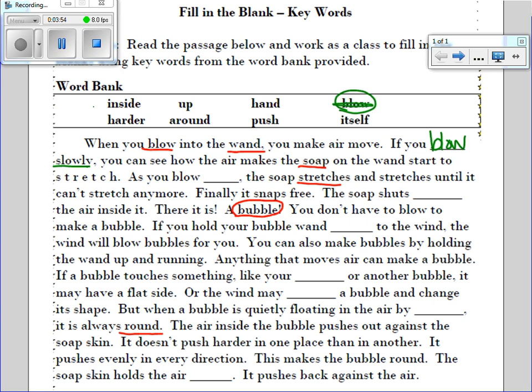It could be inside. It could be up. It could be harder. I'm not really sure, so I'm going to read on a little bit more. Finally, it snaps free. The soap shuts the air inside it. Ooh, shuts the air inside it. I think that the air inside it is kind of trapped. So if the air is inside, then the soap is my keyword that is shutting around the bubble.